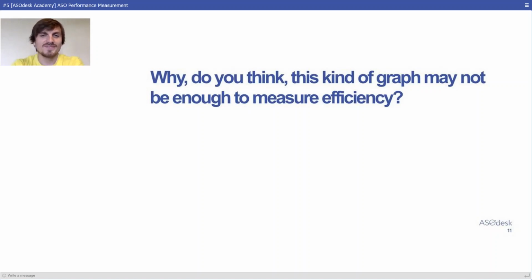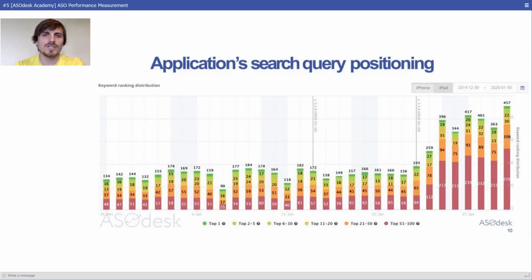Any thoughts? Any ideas? So imagine you've done the first iteration and you show this graph, keyword ranking distribution, to the app owner, and he says, so what?